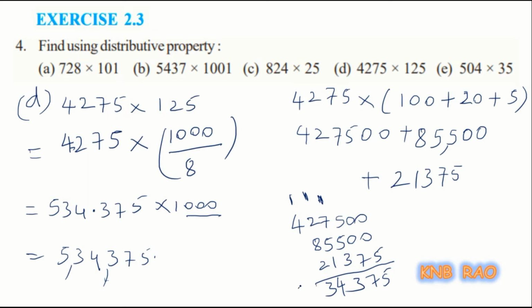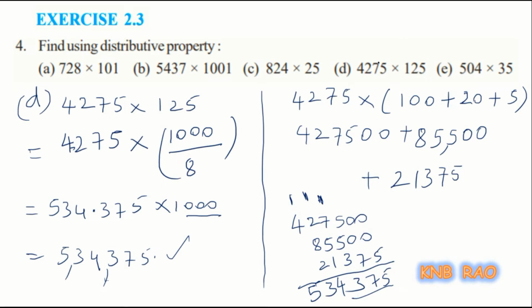So 5 plus 4, sorry, 1 plus 4 is 5. So we have got 5,34,375. So same addition, we did just simple addition, here simple calculations.